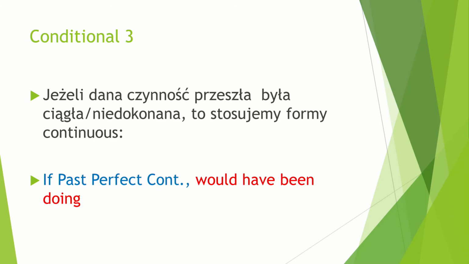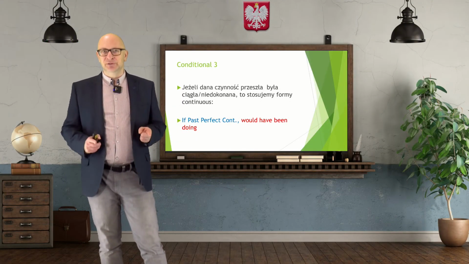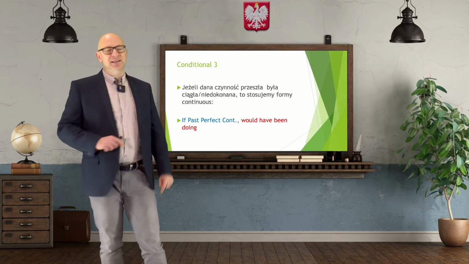And similarly to the second conditional, in the third conditional, you can also use the continuous form. So instead of past perfect tense after if, you can use past perfect continuous tense. Instead of would have done, you can use would have been doing. When do we use the continuous forms in the third conditional? Well, as you can see on the board, if the action that we are talking about was a continuous action in the past. Okay?